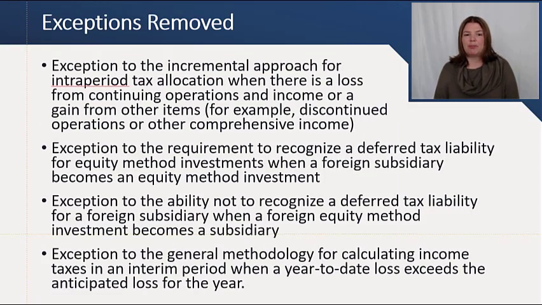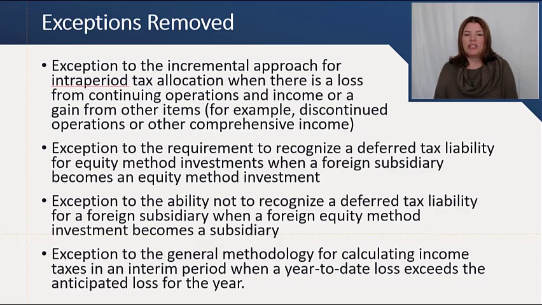So what are some of the exceptions being removed? Well, first off, the exception to the incremental approach for intra-period tax allocation, where there's a loss from continuing operations and income or a gain from other income, for example, discontinued operations. Currently there is the exception to the incremental approach that is to be considered in determining the amount of tax that results from the loss from continuing operations. They are deleting that current exception to the incremental approach and making sure that everything is consistent.